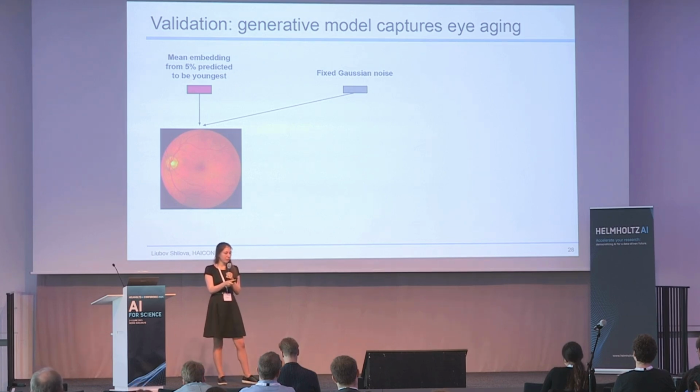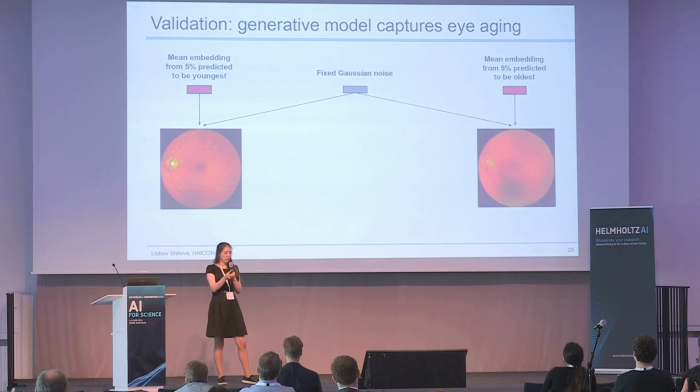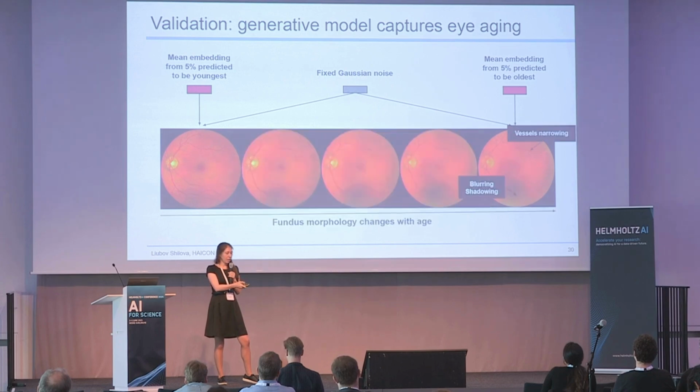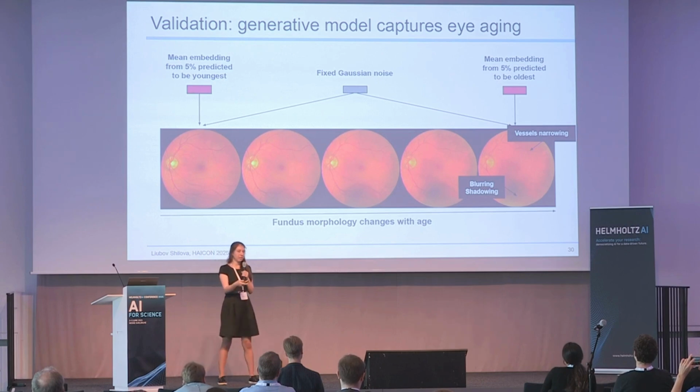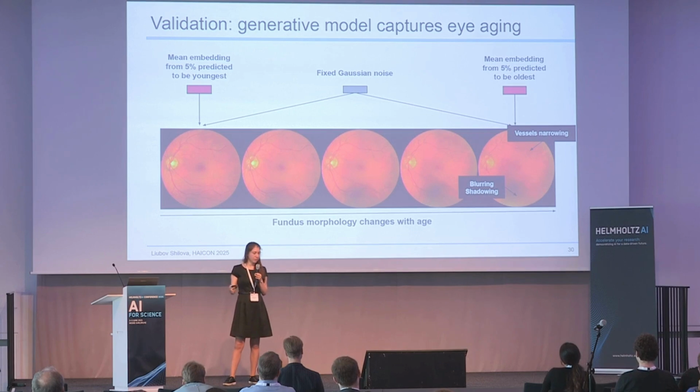We took the mean embedding from the 5% of people that were predicted to be the youngest and reconstructed the image. We took the mean embedding from the 5% of people that were predicted to be the oldest, and also reconstructed the image with the same noise. This way, the difference between the images basically shows age-related changes of this eye, such as vessel narrowing, blurring, and shadowing. So we can say that our embedding captures these symptoms, and the conditional GAN can also visualize them.